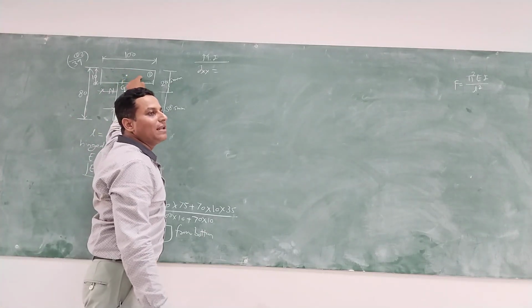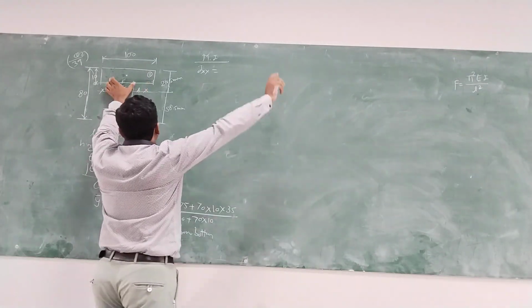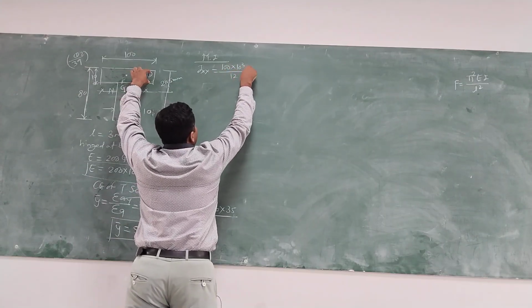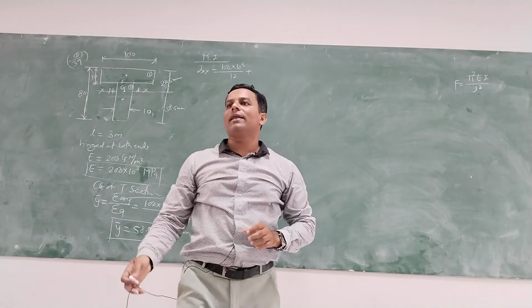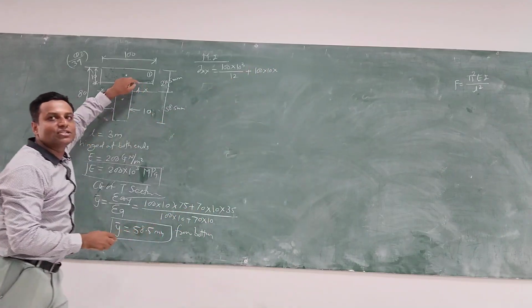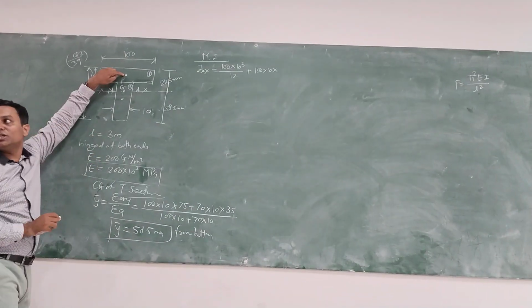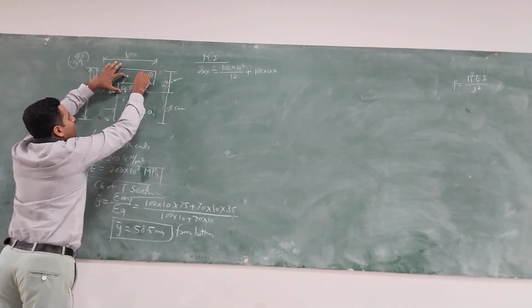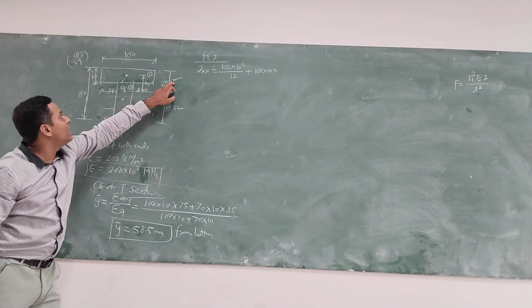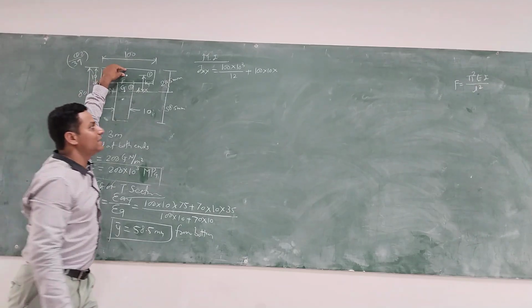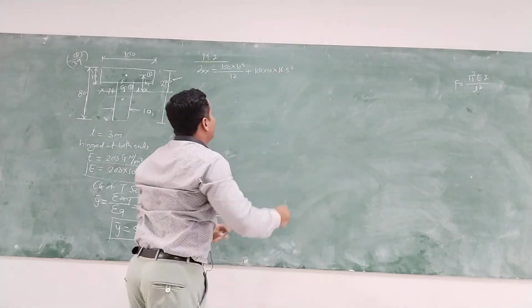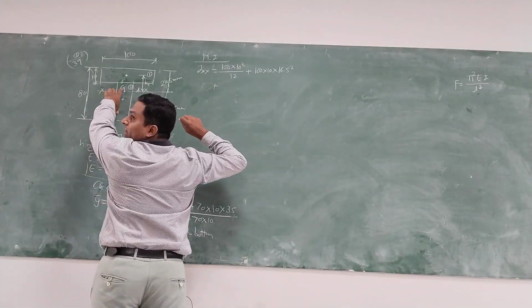First section is a rectangle. So the formula is BD cube by 12, B is 100, D is 10, so 10 cube divided by 12 plus AH square. Area of this first section is 100 into 10, into H, which means the distance between CG of this first section with neutral axis. This is your H. So 21.5 minus 5, 16.5 square, AH square.